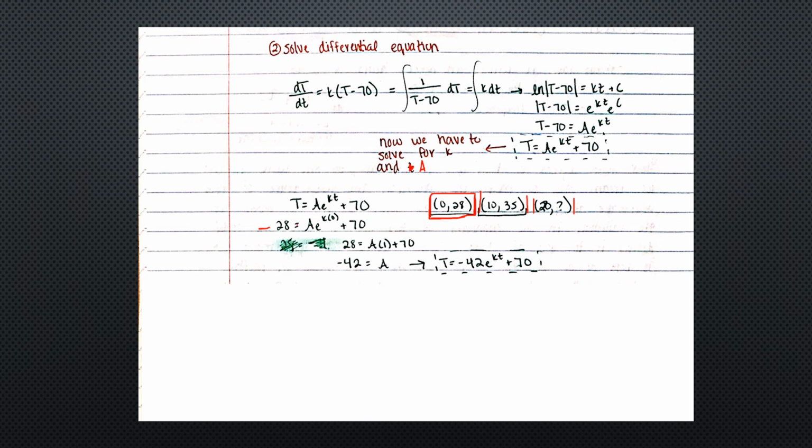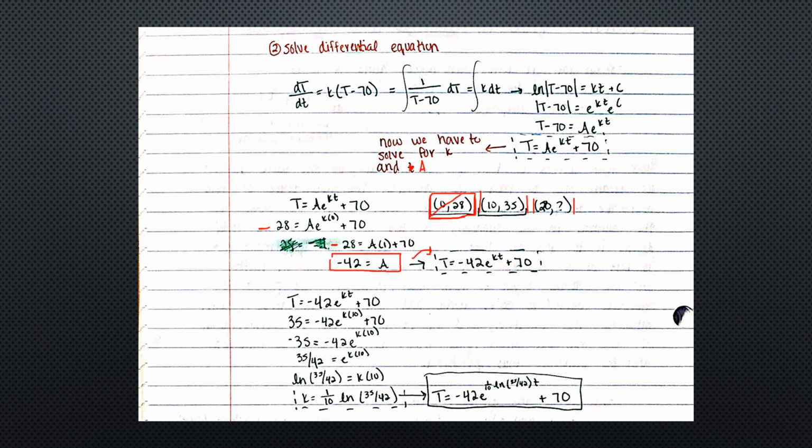So we get 28 equals A times e to the k times 0 power plus 70. And we know that when e is raised to 0, it equals 1. So we get 28 equals A times 1 plus 70. And when we subtract 70 from both sides, we get our A value, negative 42. And now we need to plug this back into our equation to get T equals negative 42e to the kt power plus 70. And now that we've done that, we have enough information to solve for our k value.